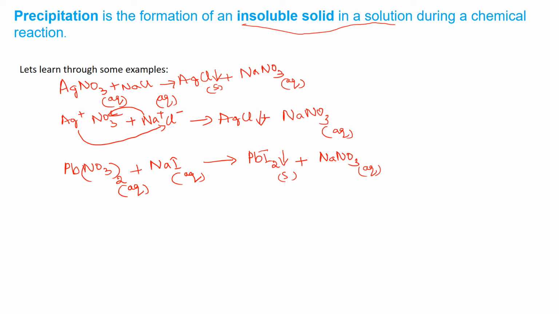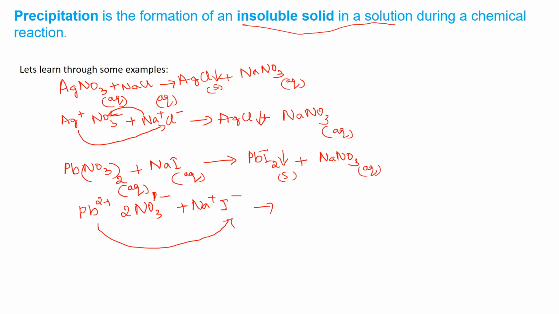So now let us balance this. First, how does it dissociate into ions? Pb2 plus and 2 NO3 minus, and the next, Na plus and I minus. That forms, how is it formed?